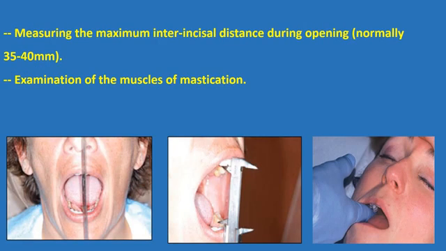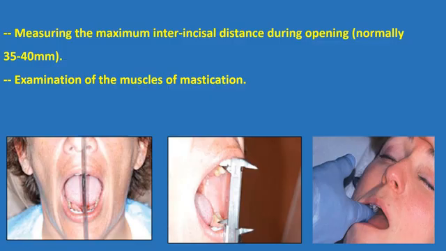Then measure the maximum interincisal distance during opening, as we see in the photos on the left and in the middle, which is normally equal to 35 to 40 millimeters, and that's equal to 3 fingers of the patient put between the upper and lower central incisors, and if there is a distance less than that, that means there is a problem with the TM joint.